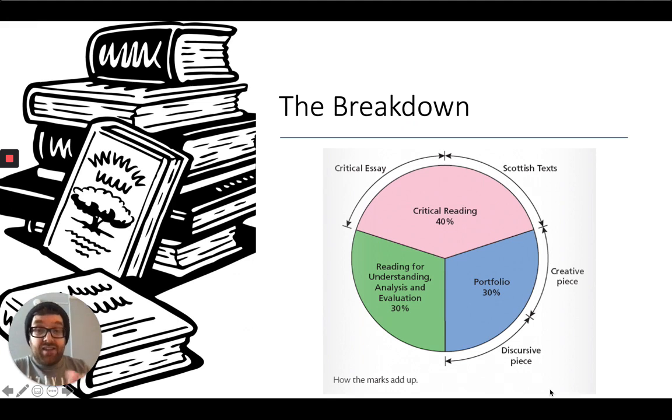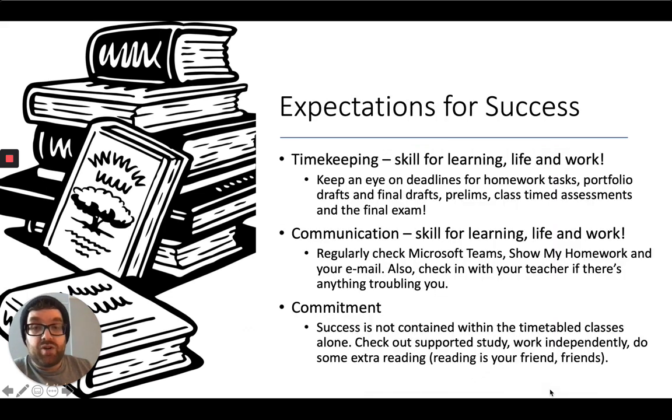So just a quick reminder of what I've said to you. This is a lovely pie chart here that breaks down the three elements of the course. RUE, 30%. Portfolio, 30%. That's your discursive piece and your creative piece. Discursive piece is what we're focusing on in May and June, and RUE is also what we're focusing on in May and June. And then 40% critical reading, so 20 marks for your critical essay and 20 marks for the questions on your set text. So handily presented there for people who need a bit more of a visual aid to see how the course is broken down.